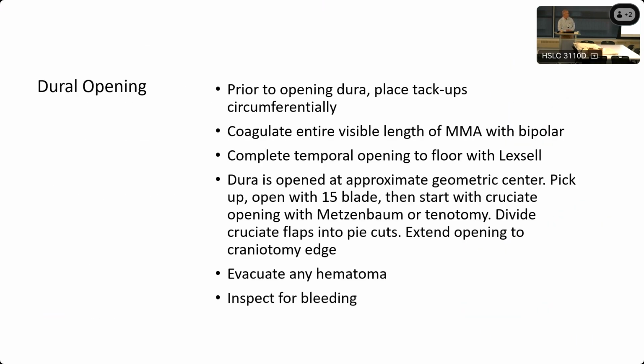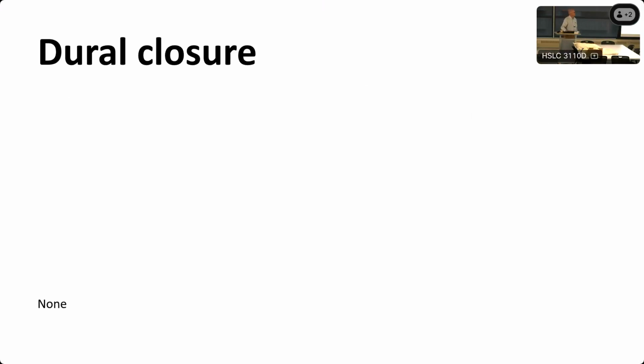For dura opening, prior to opening dura, I place tack-up circumferentially and coagulate the entire length of the MMA. Once the bone is off, the ICP is going to come down, so you have some time. Complete the temporal opening of the floor with Flexel. I open dura approximately at the geometric center and then do pie cuts. Evacuate any hematoma and inspect for bleeding. I don't do a dural closure, and I feel very strongly against doing dural closures in this. So that's my opinion.